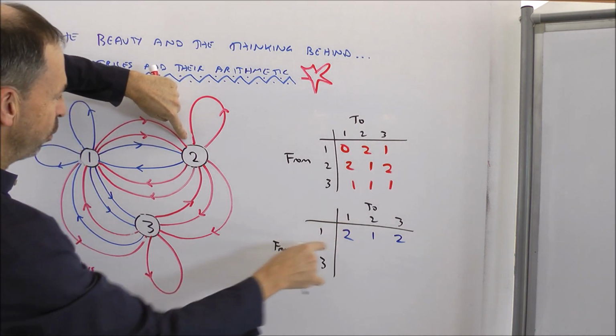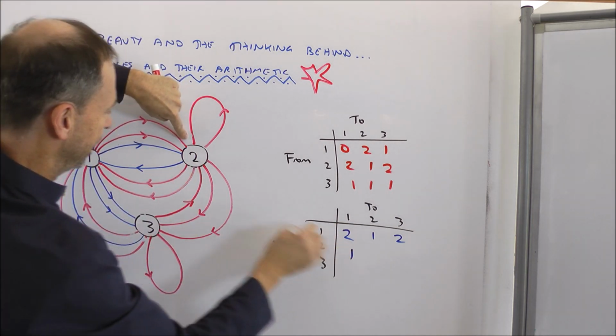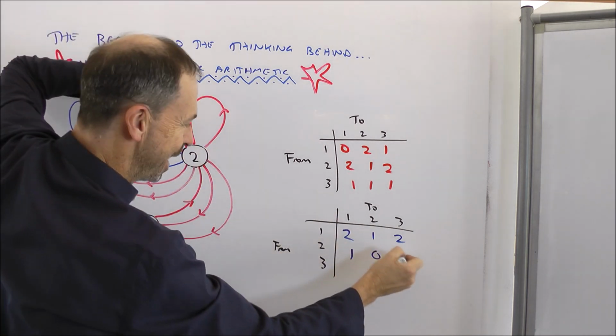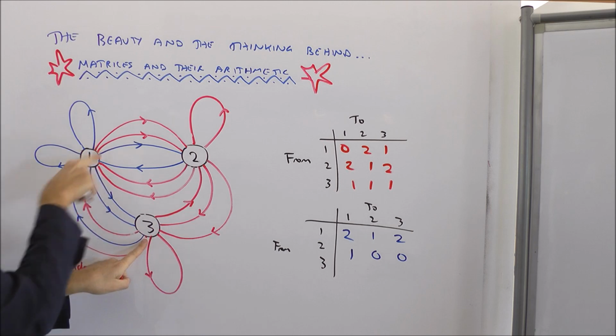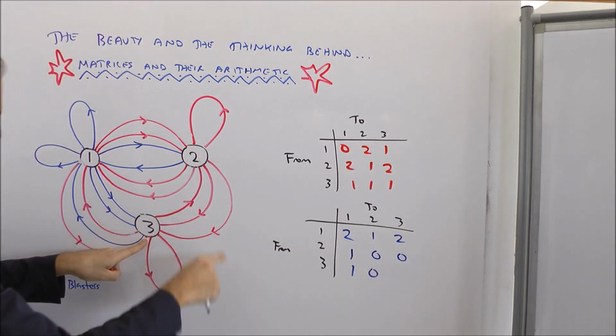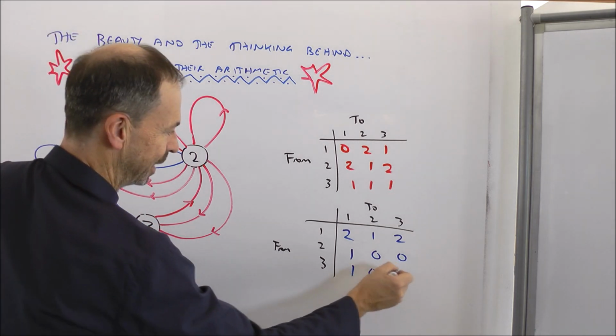City 2 to City 1, there's 1. City 2 back to itself, none. City 2 to City 3, none. City 3 to City 1, there's only 1 route. City 3 to City 2, there's nothing. And City 3 to City 3, there are no joyrides, nothing.